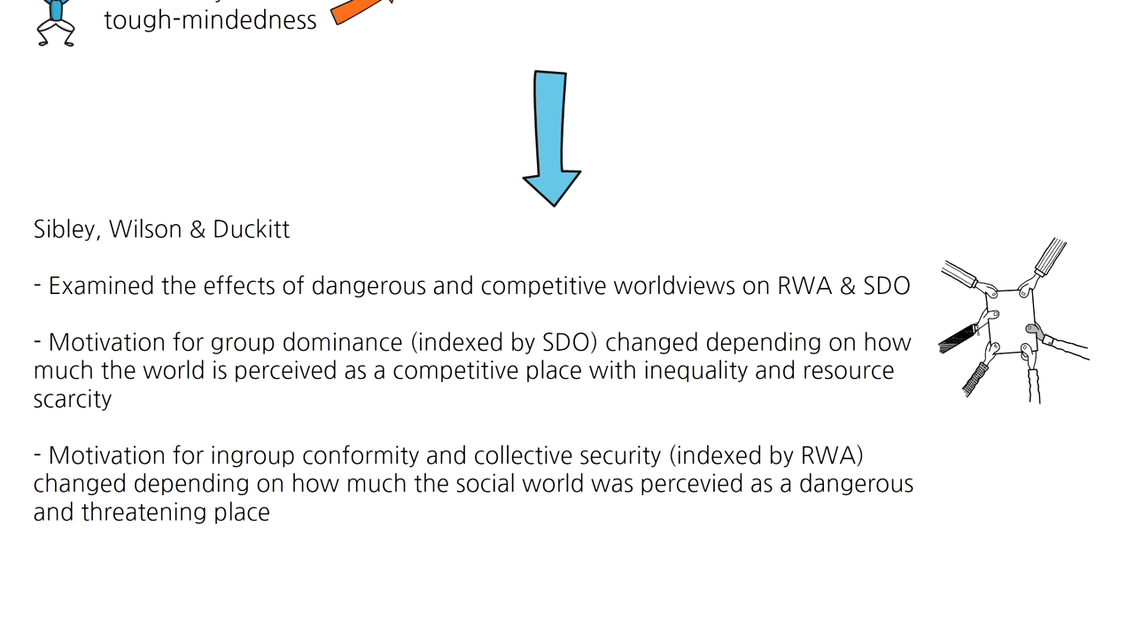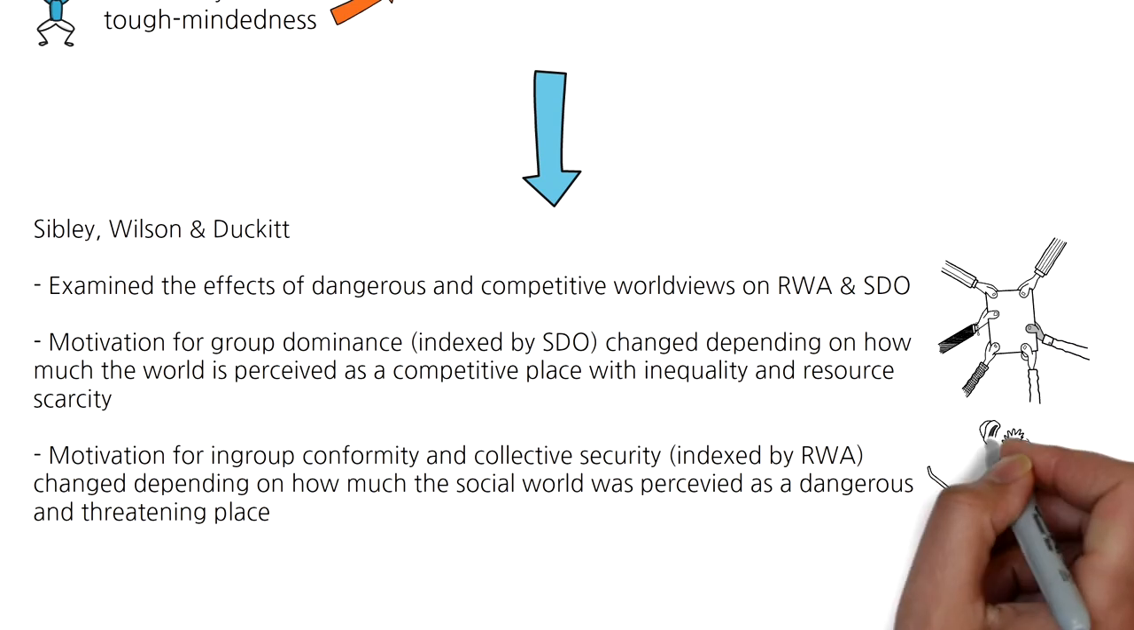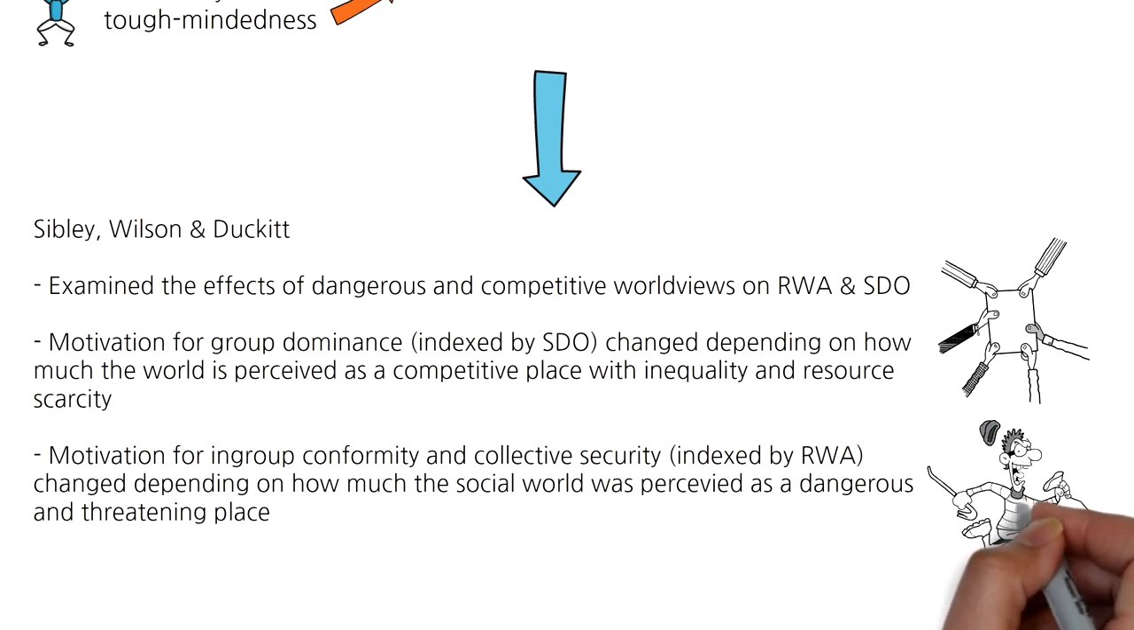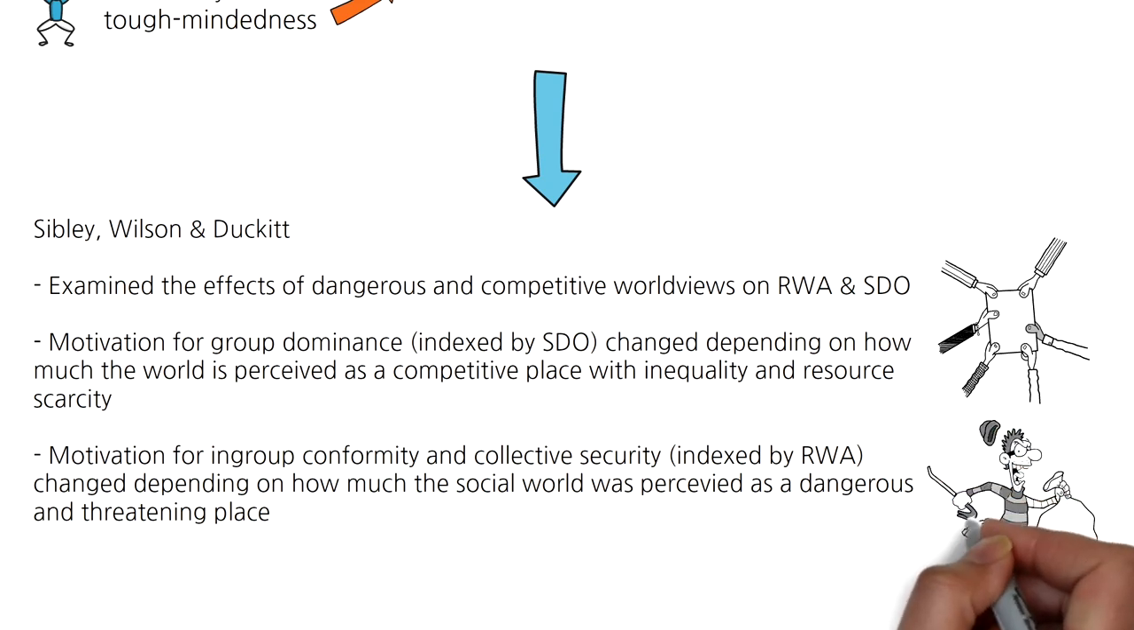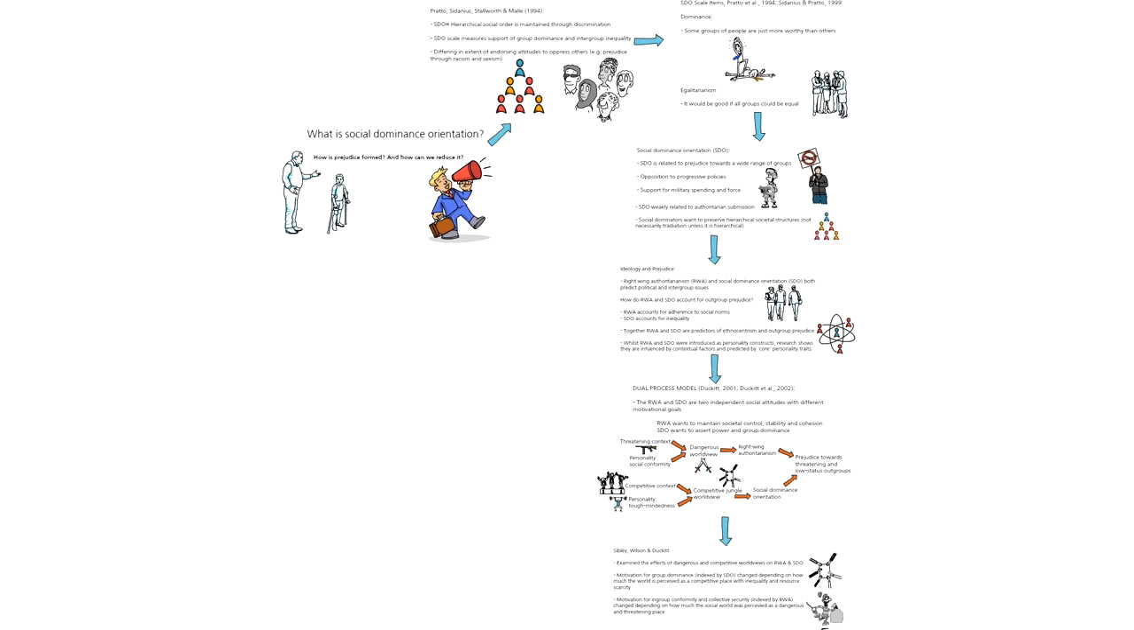Whereas the RWA, in contrast, changed as a function of the degree to which the social world was perceived as a dangerous and threatening place, prone to high levels of crime and immoral behavior. These findings do tie into the dual process model that we've just outlined above and are consistent with the cognitive processes that Duckitt's 2001 model predicts are underlying prejudice.